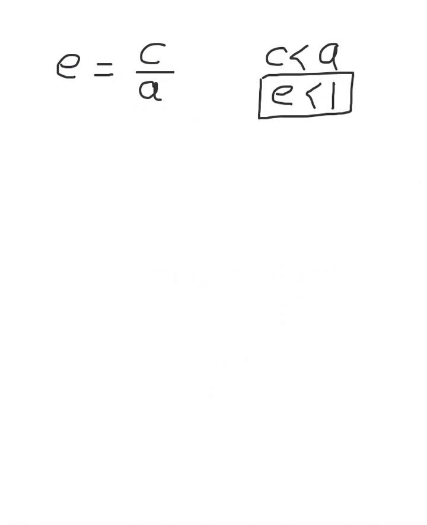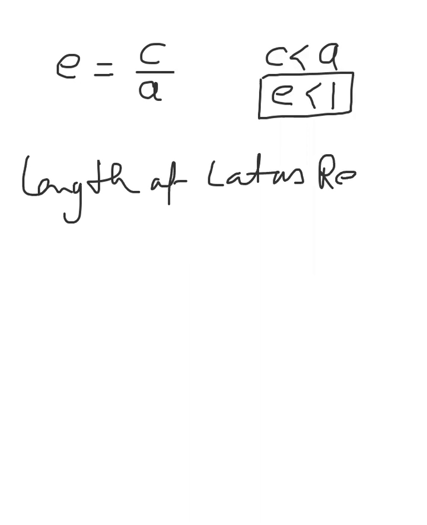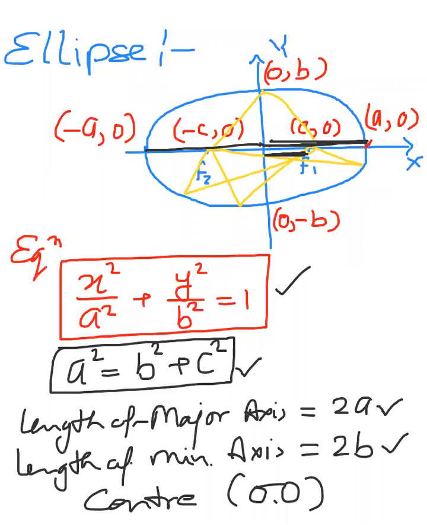Now, after this, the length of the latus rectum. The length of the latus rectum in the ellipse is 2b square upon a. So these many things they are going to ask us. Let me show you once again what can be asked in the ellipse. They may ask line-wise, and you must see that everything is covered.